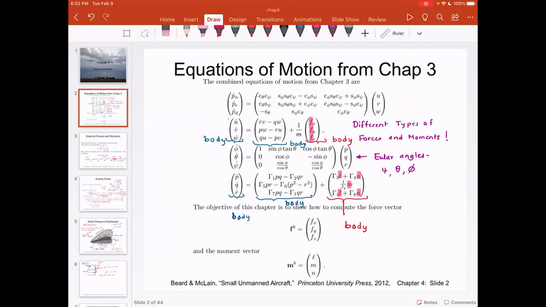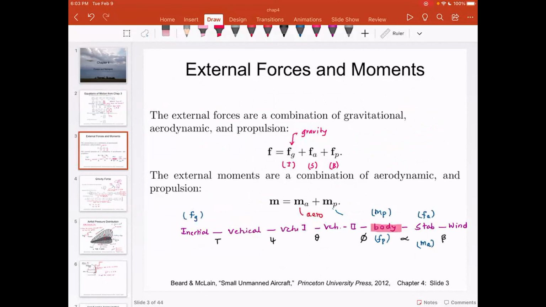So if you look at this assignment and this entire chapter, we are trying to identify the values of forces F and values of torque L, M, and N. And this is what we started with. Forces, there are 3 types of forces: gravity, aerodynamic, and propulsion. So gravity forces are in inertial coordinate, aerodynamic forces are in stability frame, and propulsion forces are in body frame.